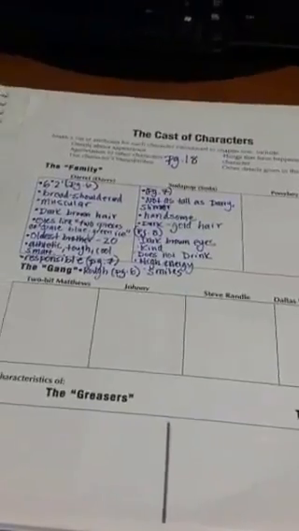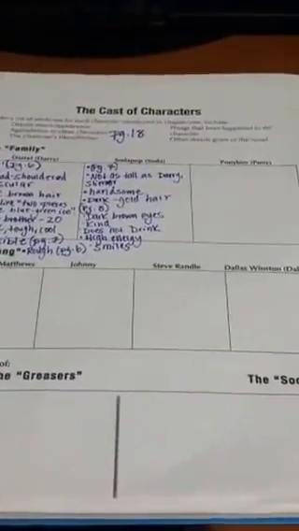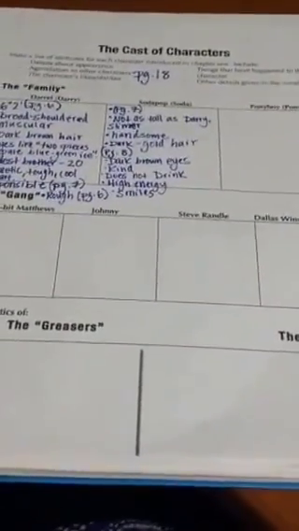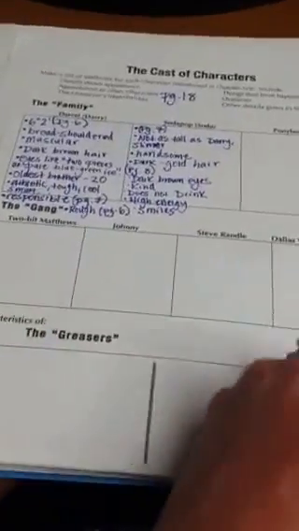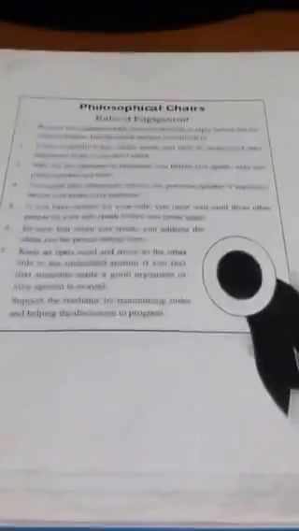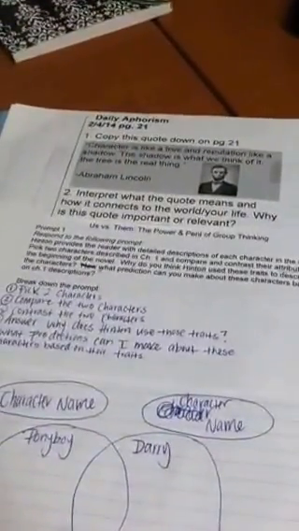On page 17, you should have a quick write that we did in class. And on page 18, there should be a cast of characters, where you found different definitions and characteristics of these characters and cited it with page numbers. On page 19, there is a daily aphorism, our first one of the unit, and also the daily aphorism directions. On page 20 are the philosophical chair's rules, and on page 21 is a daily aphorism from 2-4.